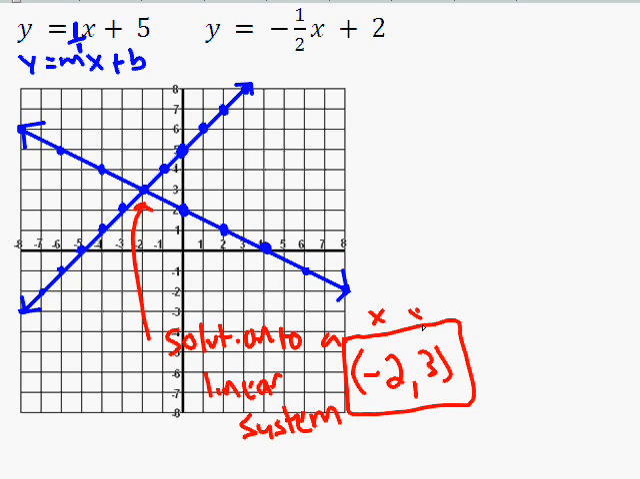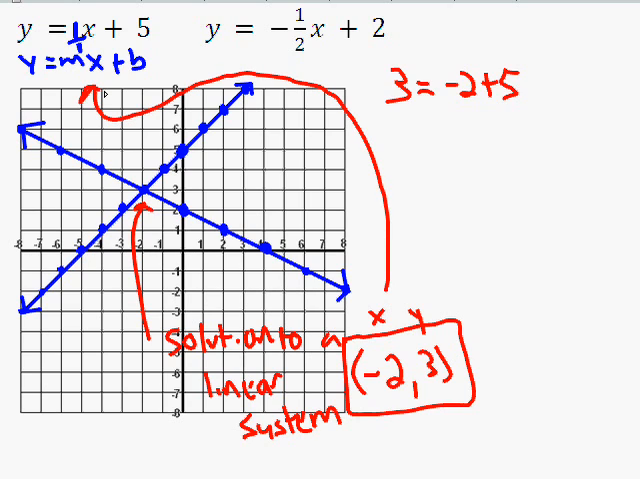Remember, it's x comma y. I'm going to put 3 in for y equal to 1x, where x is negative 2, plus 5. Again, I'm substituting that point into my first equation. So 3 is equal to negative 2 plus 5, which is 3. So our solution checks out for the first equation.